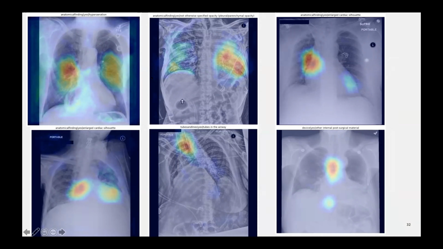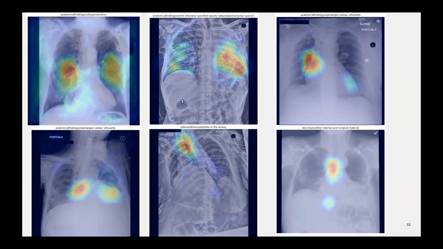So here you can see, for a variety of findings, such as hyperaeration, where it is focusing on the lungs, to tubes in the airways, where it is now pointing to an endotracheal tube over here, to looking at sternotomy wires that are found as post-surgical material over here, and then derivations of enlarged cardiac silhouette, which most people are able to get as well, being in the middle of the chest. But you can see this coverage from the variety of findings as well.